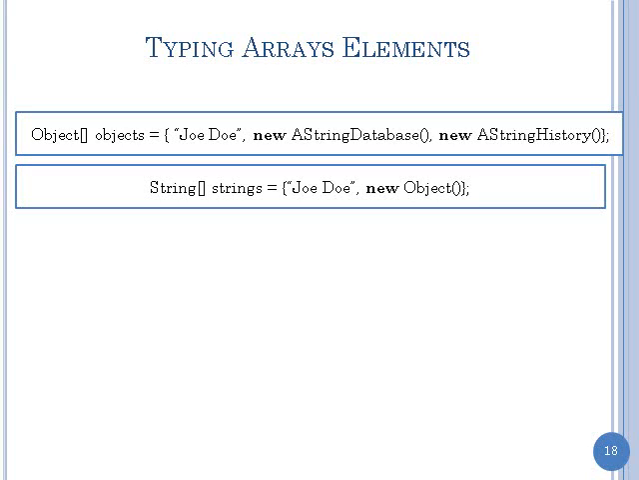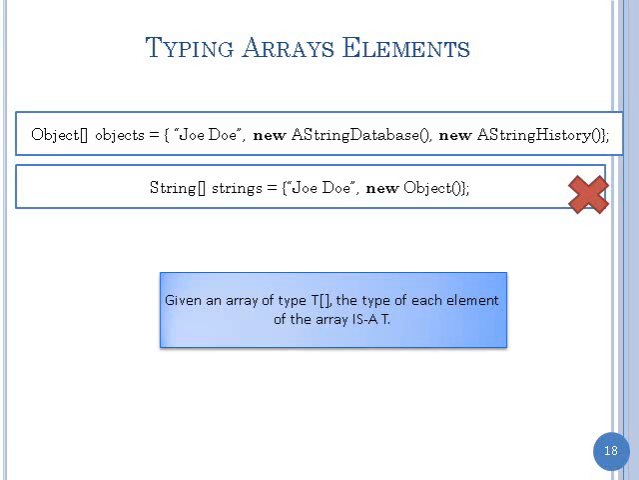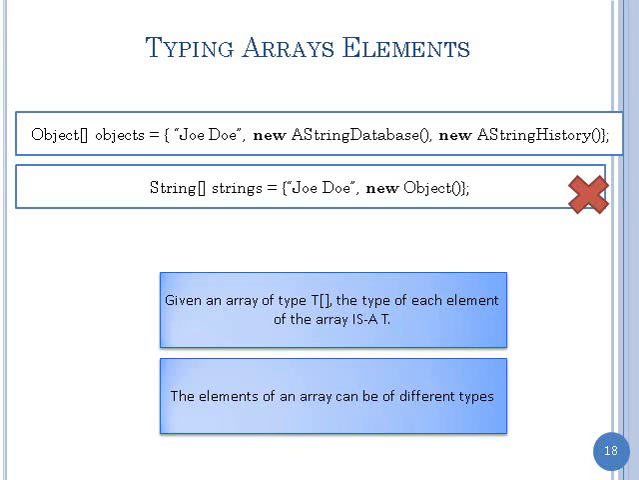What about here? I'm expecting an array of strings and I've assigned to it a string and a vanilla object. You can do this. You can just say, give me a vanilla object. Not legal, because every element should be a string or better. So the elements of an array can be of different types, and again, you've seen this concept before. Okay.